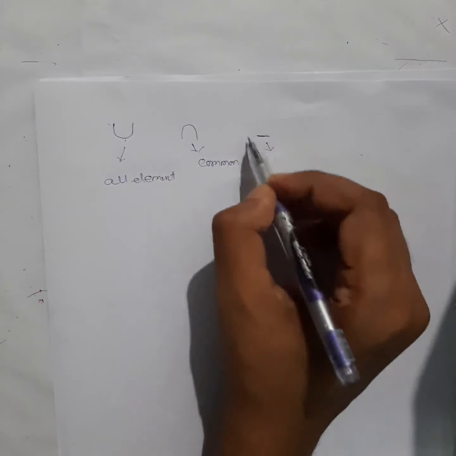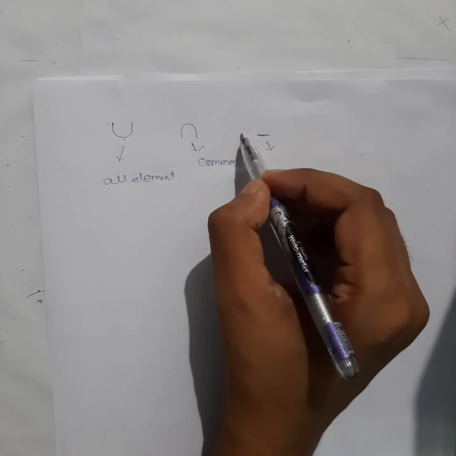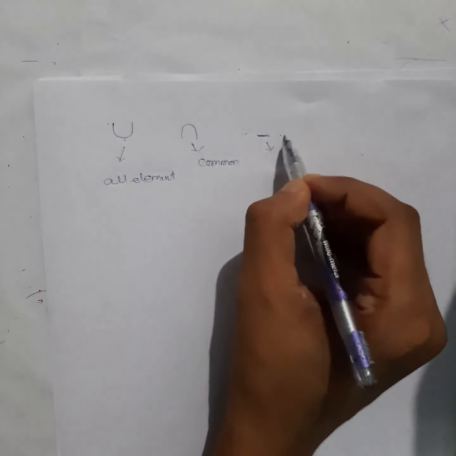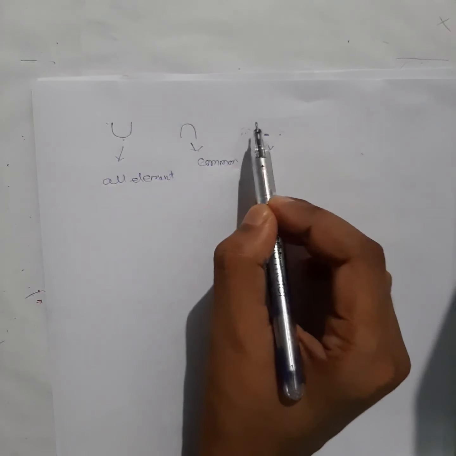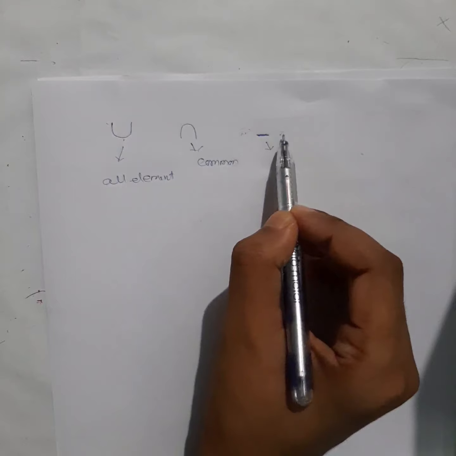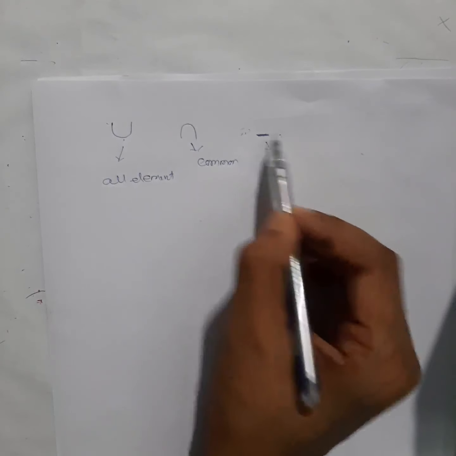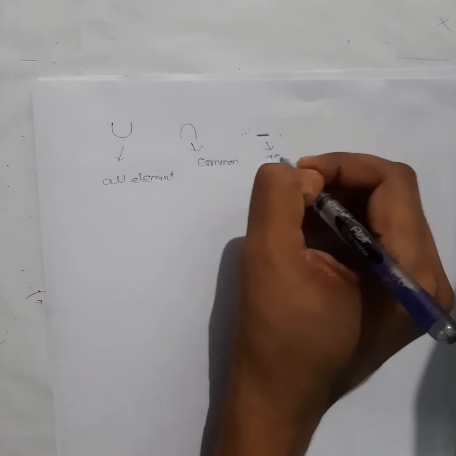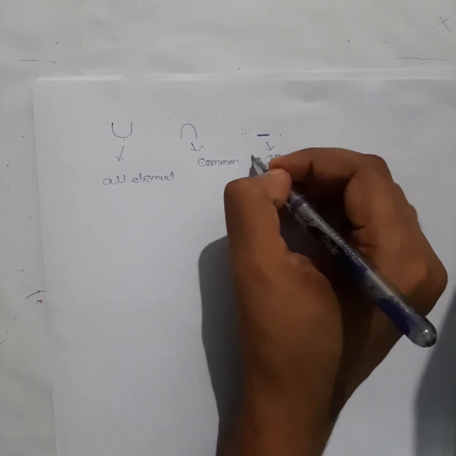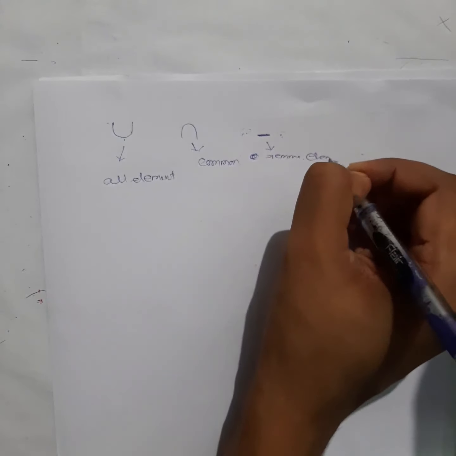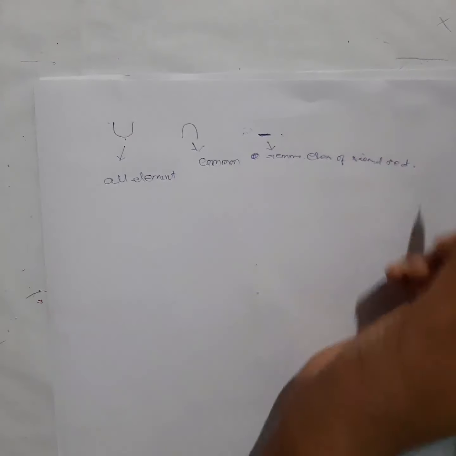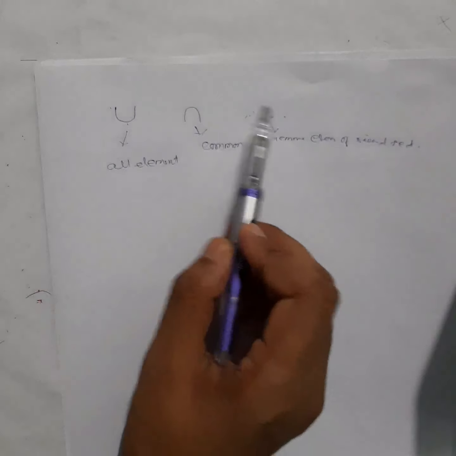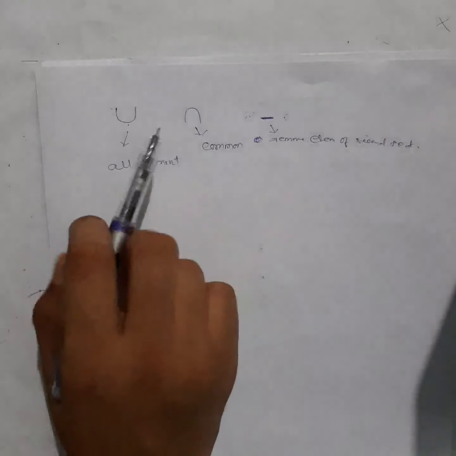In difference, whatever elements are in your first set, from there we remove the elements of the second set. So whenever this symbol is there, remember, from the first set you have to remove those elements which are there in the second set. Remove. I have already told you this meaning: remove elements of the second set. So these three operations we discussed in the last video, right?